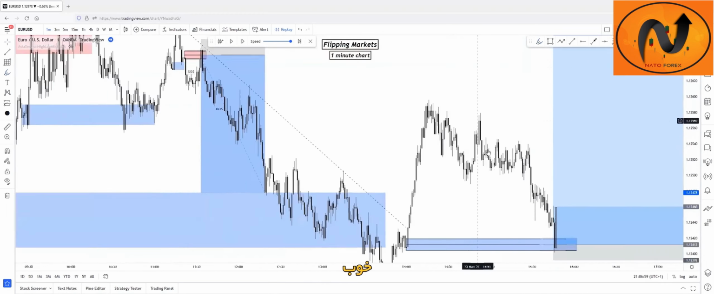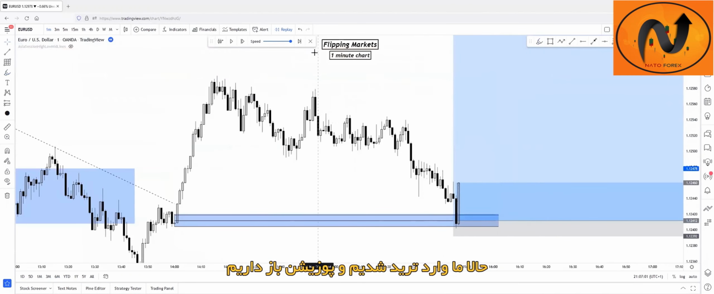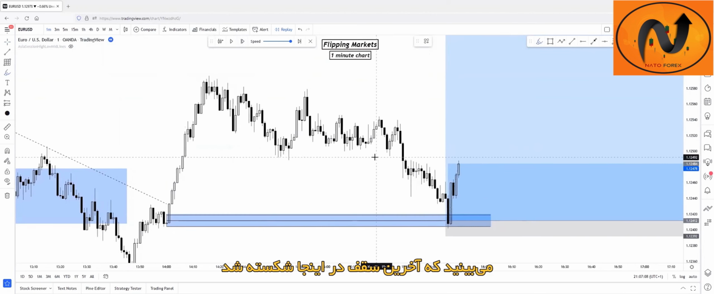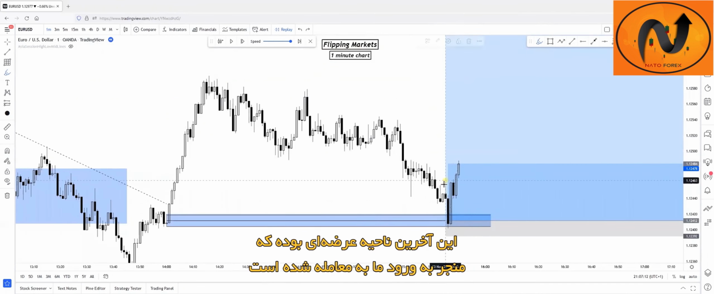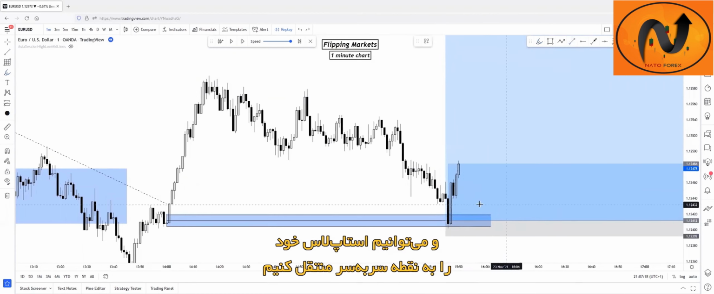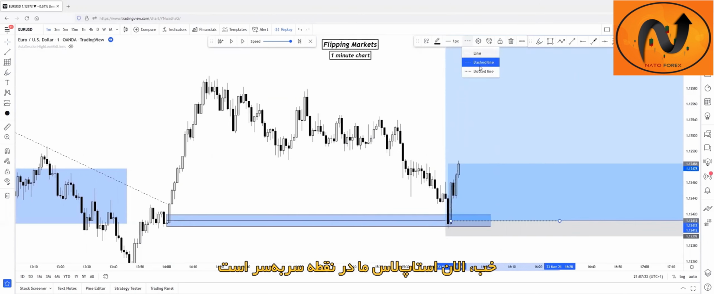Okay. So as you can see right now, we are tagged into the trade. We have to manage our trade. The last high point here has been broken. As you can see, this was the last supply zone, the last high point that tapped us into the trade, and this high has been broken. So we can set our stop loss to break even, and we just mark it with a red line again.